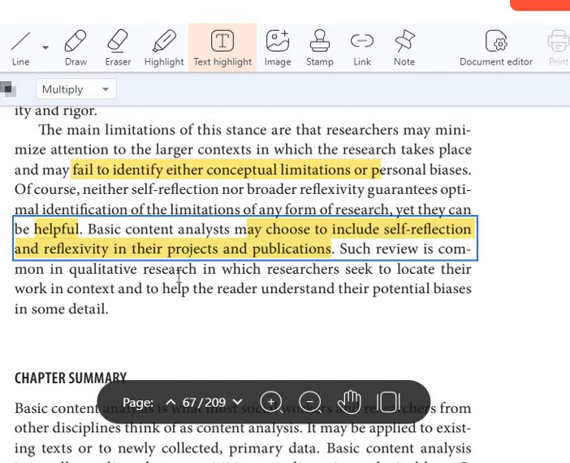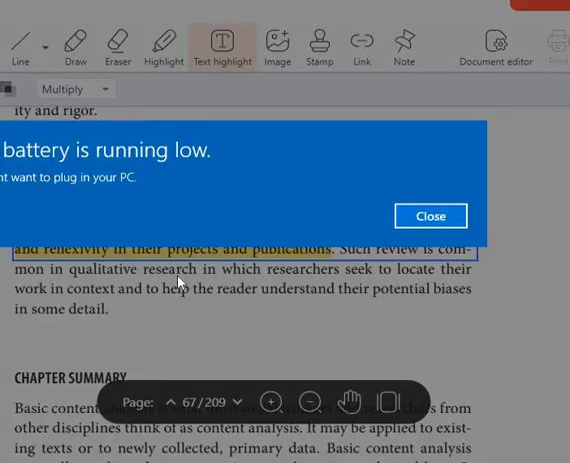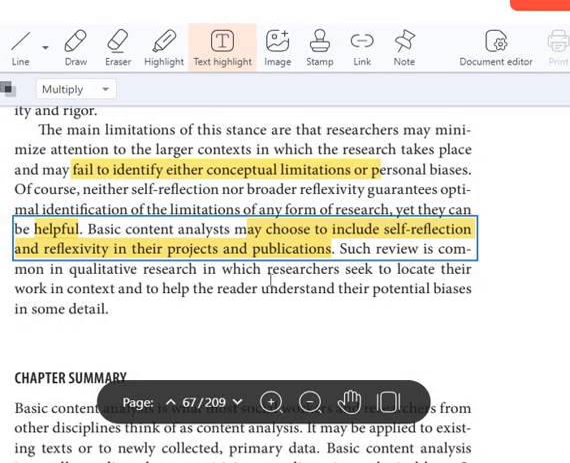Okay, as for the self-reflexivity, we've previously said that basic content analysis is objective. So there's not much reflexivity here. Reflexivity means that the voice of the researcher is highlighted in the research. This is very rare in basic content analysis. So by this we end this chapter.